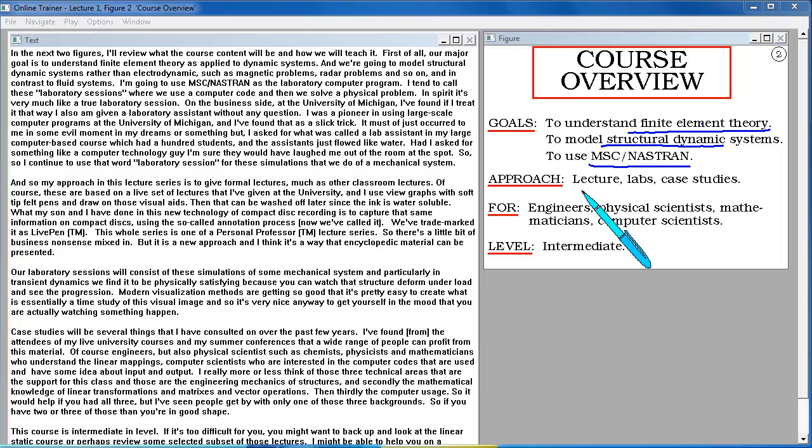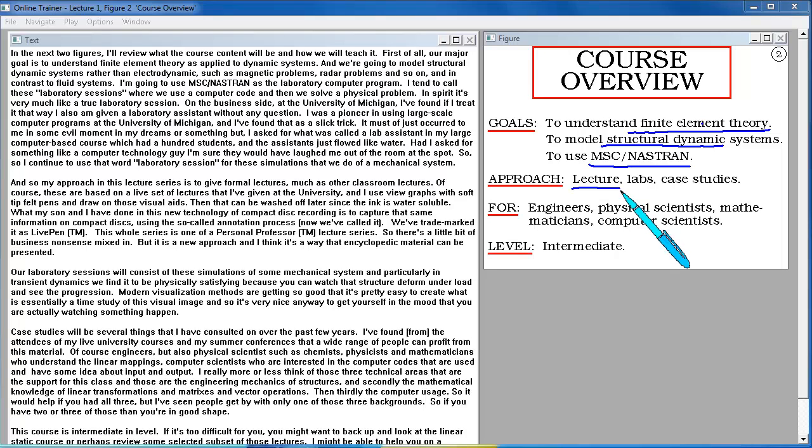And so my approach in this lecture series is to give formal lectures, much as other classroom lectures. Of course, these are based on a live set of lectures that I've given at the university, and I use view graphs with soft-tip felt pens and draw on those visual aids. Then that can be washed off later since the ink is water-soluble.